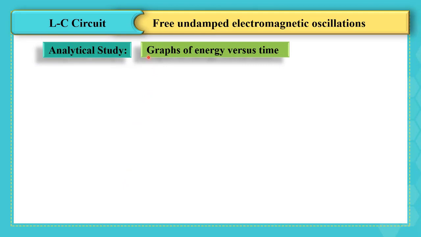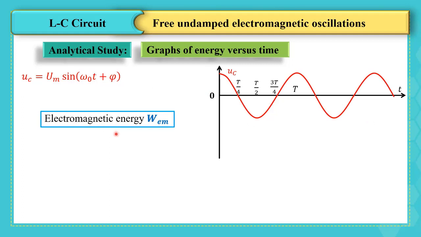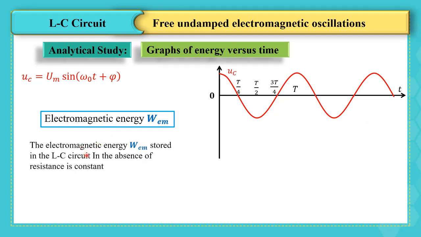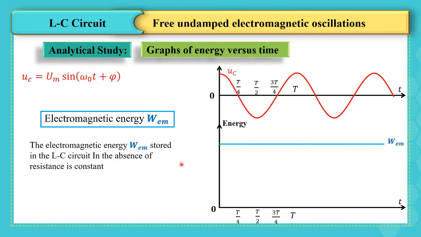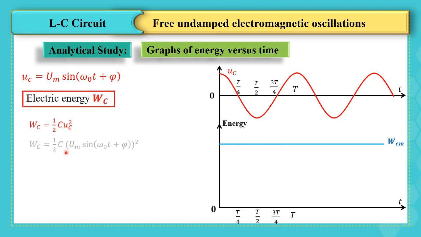Now let's study the graphs of energy versus time. As we know, UC equal U maximum sine(omega 0 t plus phi) has a sinusoidal form. The electromagnetic energy, in the case of absence of resistance, is constant, so it will be a horizontal line having a constant value. The electric energy is equal to half C UC squared, equal to half C into (U maximum sine(omega 0 t plus phi)) squared.